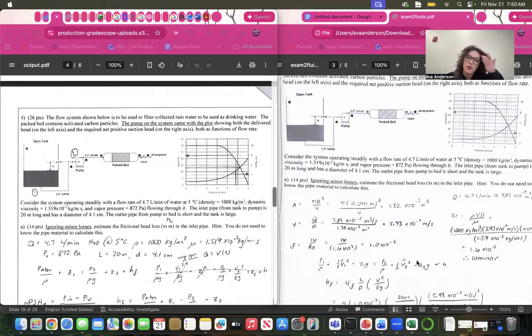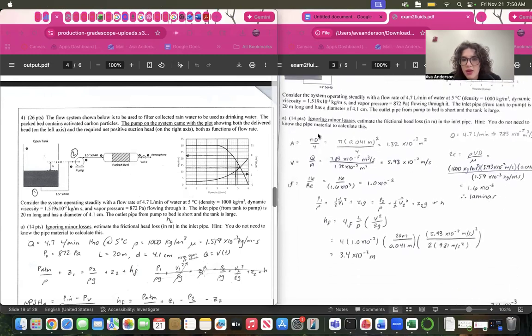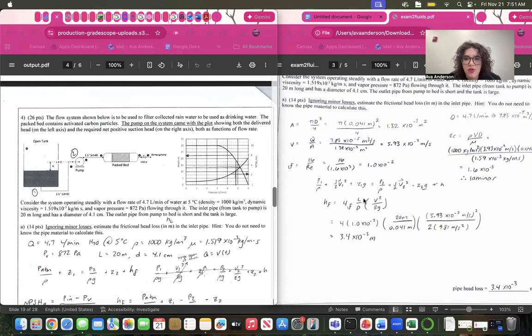And then for number 4, I started by converting the flow from liters per minute to 7.83 times 10 to the 5th meters cubed per second. And I calculated the Reynolds number, and that is 1.6 times 10 to the 3rd, which therefore is, remember, you need a cross-sectional area, which is 1.32 times 10 to the 3rd meters squared. And then you divide the flow rate from up there divided by the area in order to get the velocity, and that's 5.93 times 10 to the negative 2 meters per second.